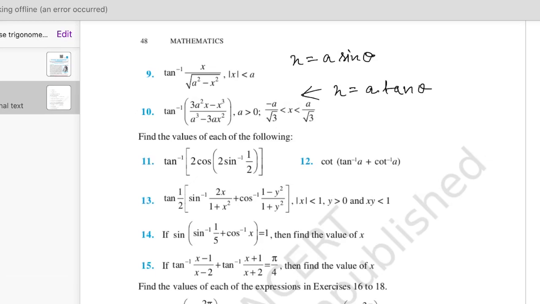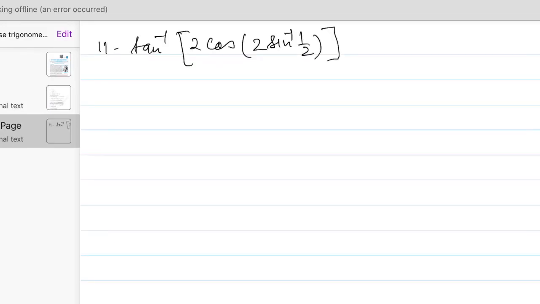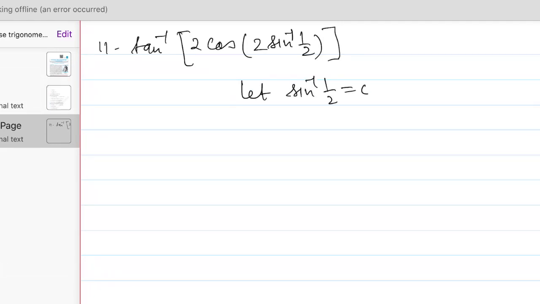Now we will solve question number 11. Question number 11 is find the value of each of the following. Tan inverse 2 times cos bracket के अंदर 2 sin inverse 1 by 2. So let us start with the innermost bracket first. Let us assume sin inverse 1 by 2 is equal to theta.